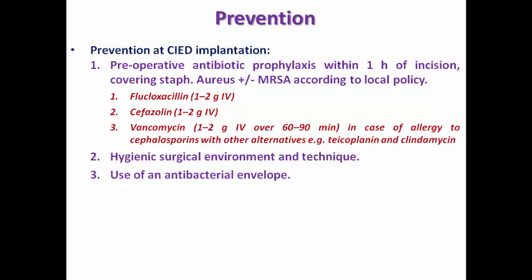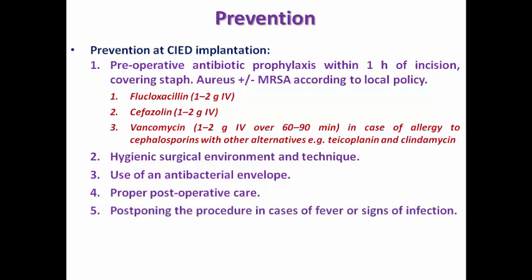Think of using an antibacterial envelope that we are going to speak shortly about its dilemma. Proper post-operative care to reduce the risk of post-operative infection, and postponing the procedure in case of fever or any signs of infection. And avoid temporary pacing if possible. If the patient is presenting with AV block but he is vitally stable and he is kept in a monitored place, we can avoid temporary pacing to reduce the risk of infection and arrange for permanent pacemaker as soon as possible.